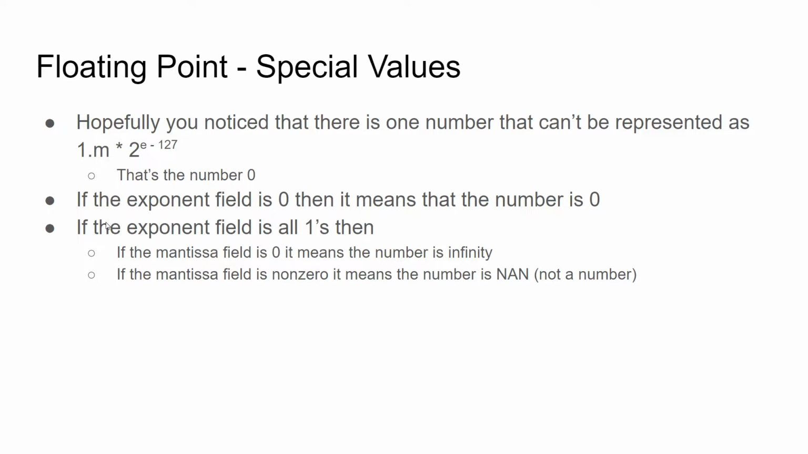So, special values. If the exponent field is 0, then that number is 0. If the exponent field is all ones, then if the mantissa field is 0, the number is infinity. But if the mantissa field is non-zero, the number is not a number.